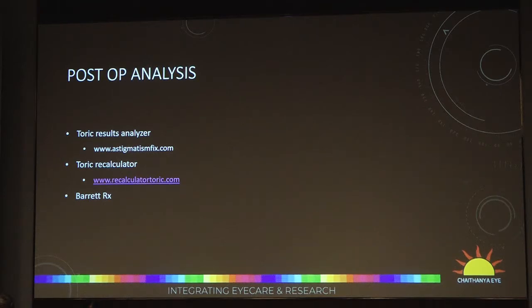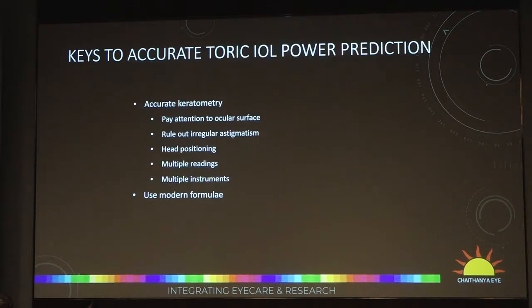See how your cases do, what has gone wrong, and what you can do to make it better. Does it require an IOL exchange or is a simple IOL rotation enough? For that, astigmatismfix.com, recalculatortoric.com, and the Barrett's RX formula are useful.